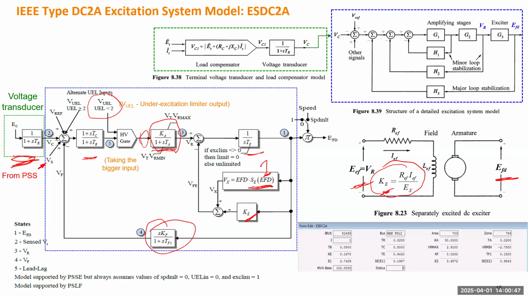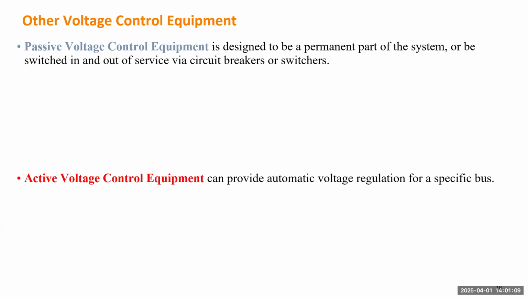So this just gave you the data, because this is from a real model of a generator. Okay, from this table it's very small, but KA is 50. The K is 50, a very large value. Okay, so we finish the part on the generators.